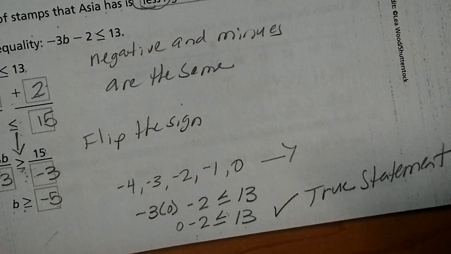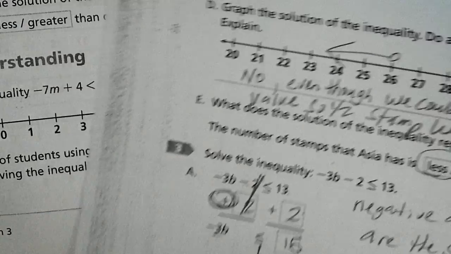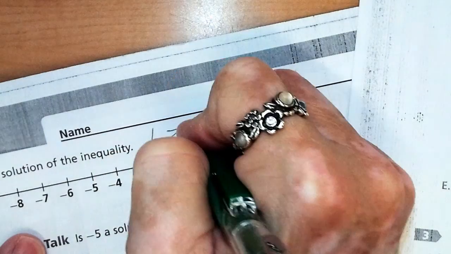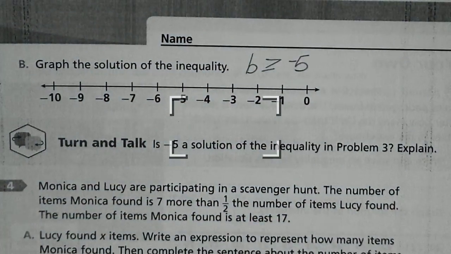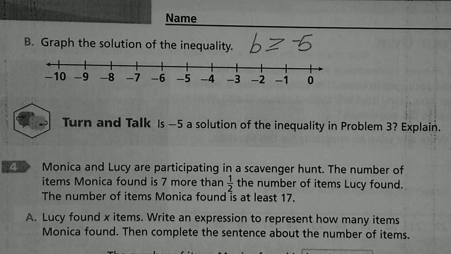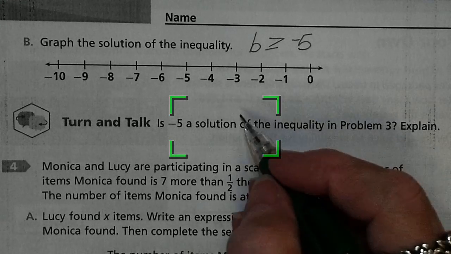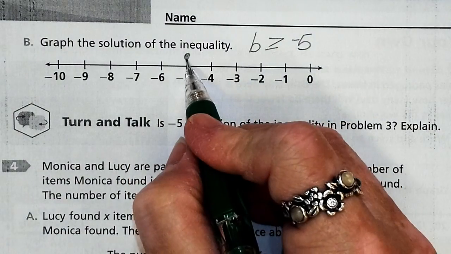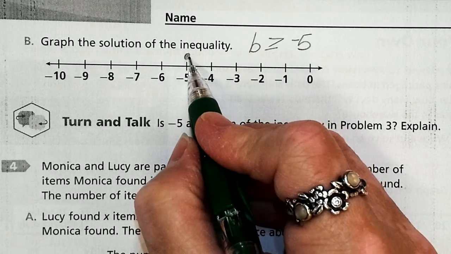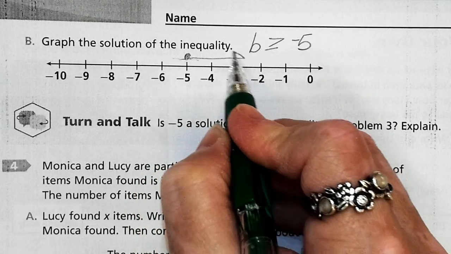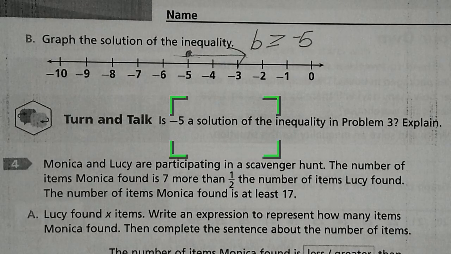Okay? All right, so let's graph it. So B, I'm going to rewrite this up here. B is greater than or equal to -5. So closed or open circle? Closed. Yes, closed because of that line. So at -5, B is greater. So am I going right or left? Right. Yes. So I'm going in the greater direction.